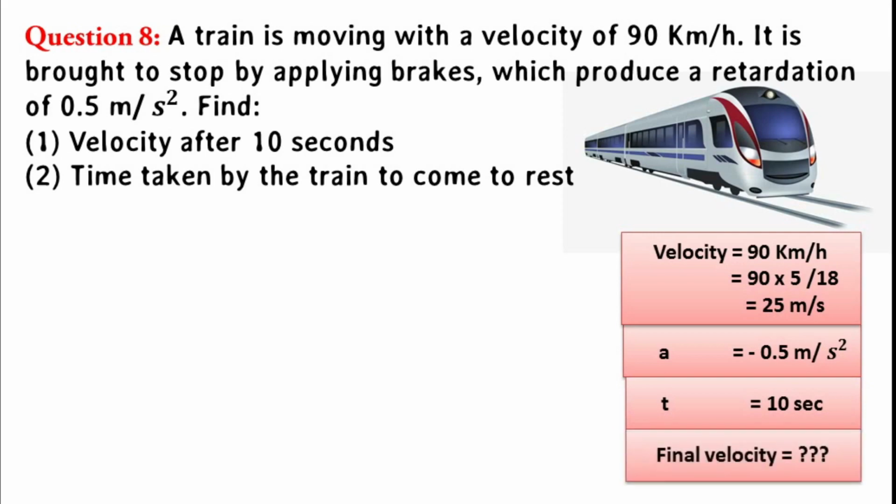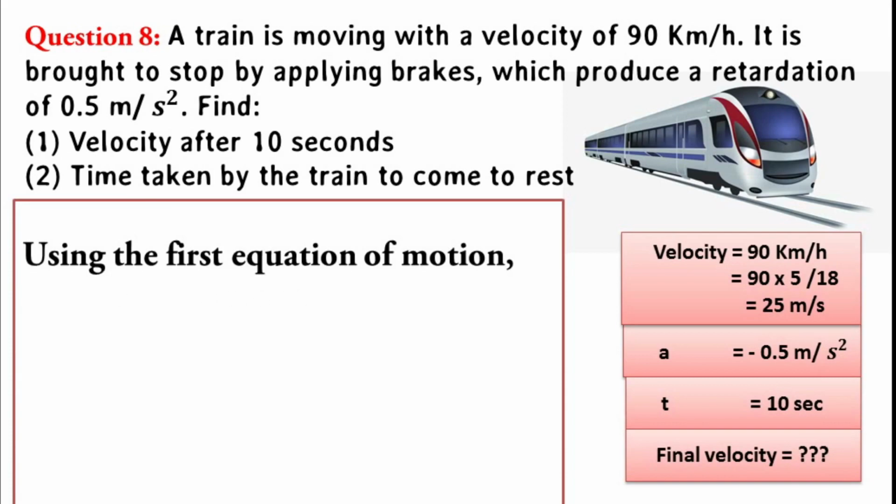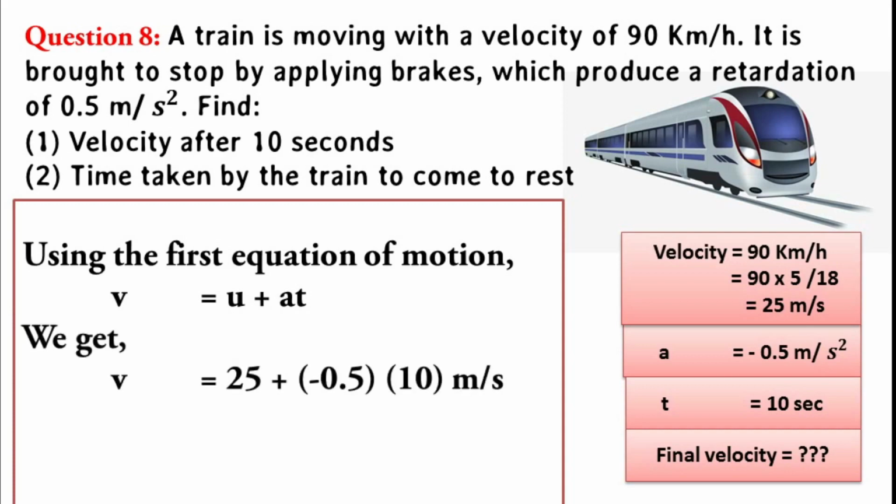Let us use the first equation of motion. V is equal to u plus at. So now let us substitute all the values that is there. V is equal to 25 plus minus 0.5 into 10, that is equal to 25 minus 5, which is equal to 20 meter per second.